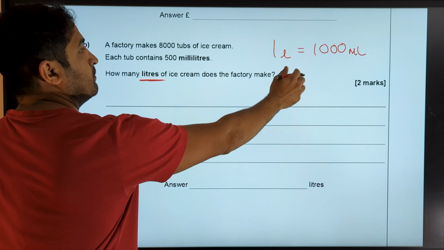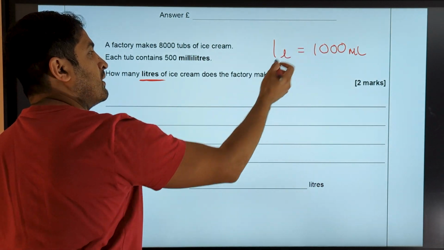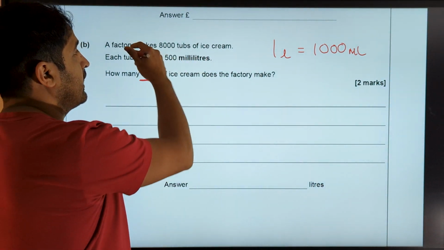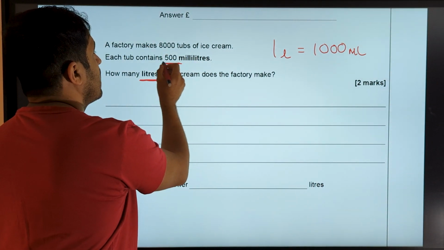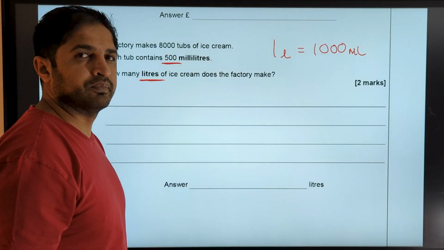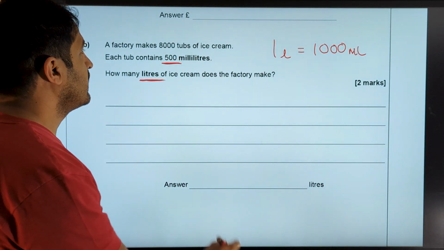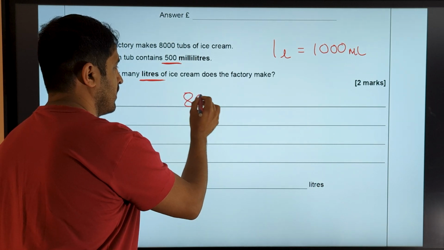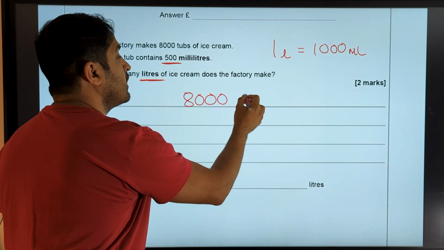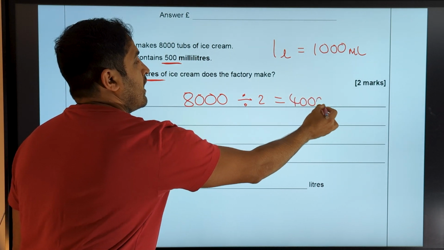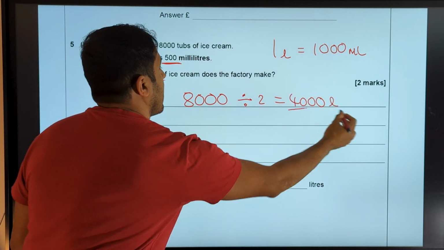Okay, so once you know there are 1000 milliliters in 1 liter, write that down. You possibly get 1 mark for that as well. So we need 2 tubs to make 1 liter. 2 tubs will make 1 liter, and if you produce 8,000 tubs, then you need to divide 8,000 tubs by 2 to get 4,000 liters of ice cream.